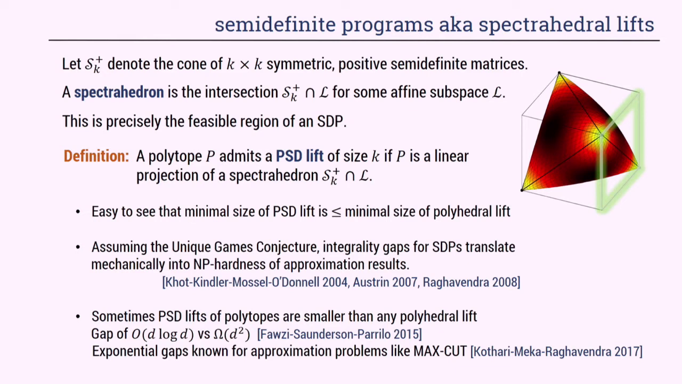It doesn't matter, everything is symmetric. It's just so I didn't want it to block your view. This thing actually projects to the unit square. The unit square has 4 facets. This polytope, and that's the best you can do with a polyhedral lift.